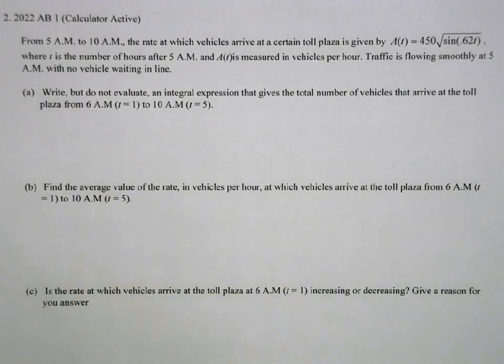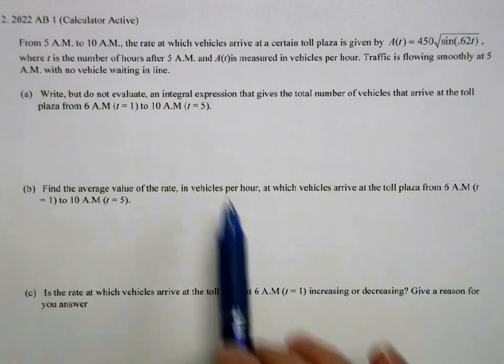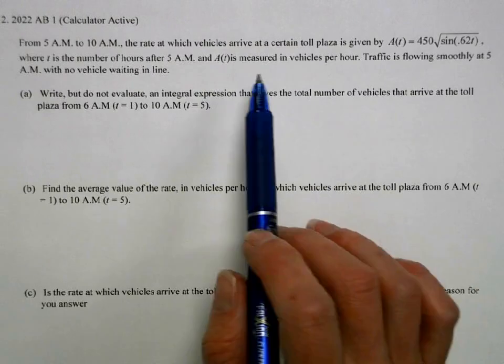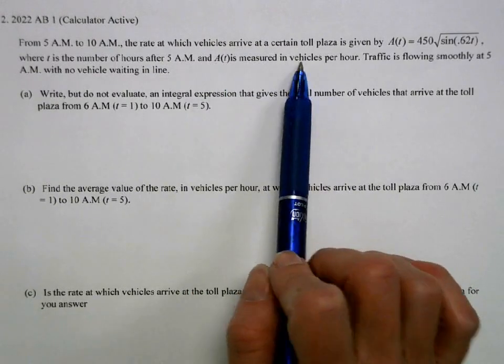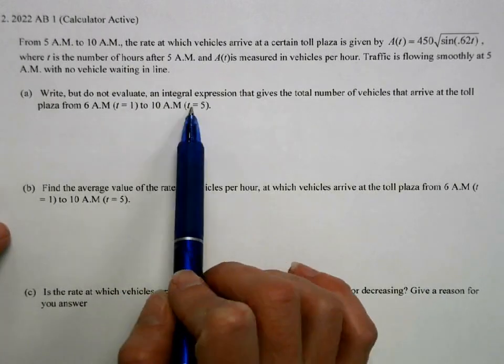All right, our next problem. From 5 a.m. to 10 a.m., the rate at which vehicles arrive at a certain toll plaza is given by this guy here, where t is the number of hours after 5 a.m. And A of t is measured in vehicles per hour. Traffic is flowing smoothly at 5 a.m. and there are no vehicles waiting in line. So first, write but do not evaluate an integral expression that gives the total number of vehicles that arrive in the toll plaza from t equals 1 to t equals 5.